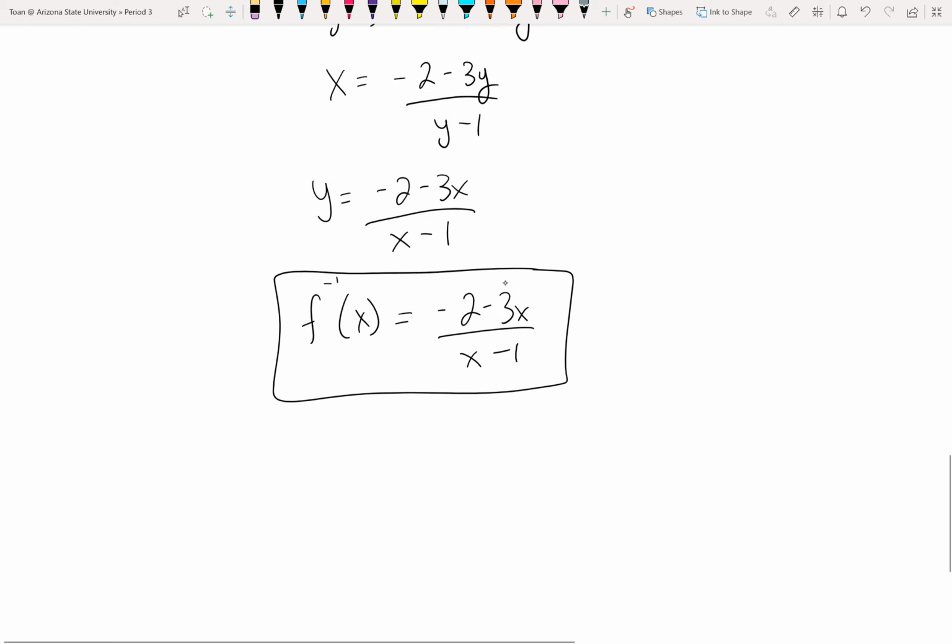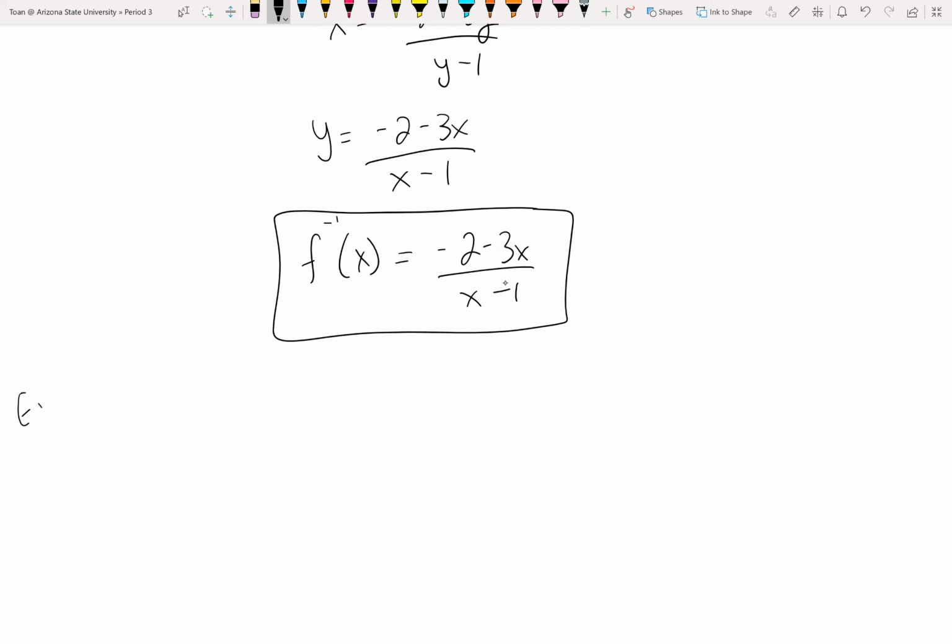You may get funky problems that provide a domain restriction. So we'll do the same instructions. Find f inverse of x if f of x equals 1 over x squared. And they may tack on a domain restriction. Oh, by the way, x is less than or equal to 0.